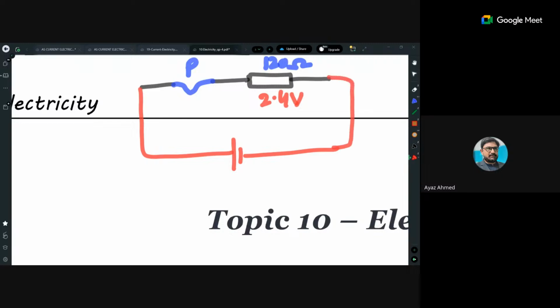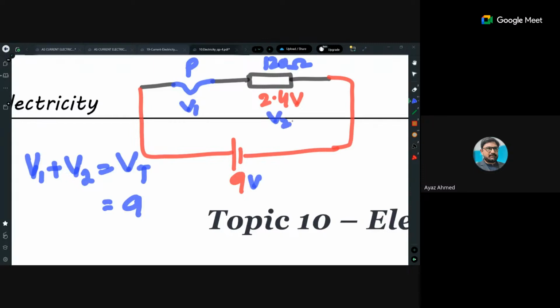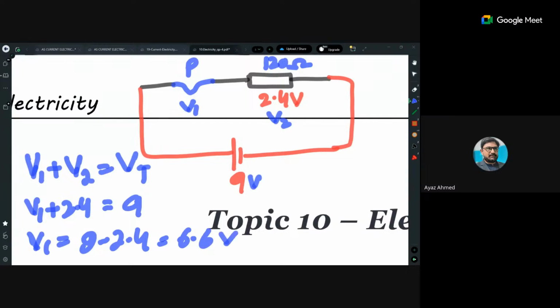And what is the total voltage available? 9 volt. So in series circuits, did you know that V1 plus V2 is equal to V total? So total voltage is 9 volt. Let me call it V1 and let me call it V2. V1 is unknown. What about V2? It is 2.4. So V1 will be what? 9 minus 2.4, which is 6.6 volt.